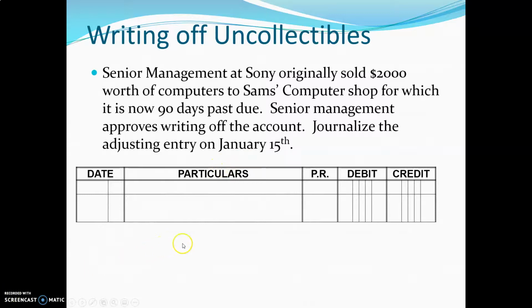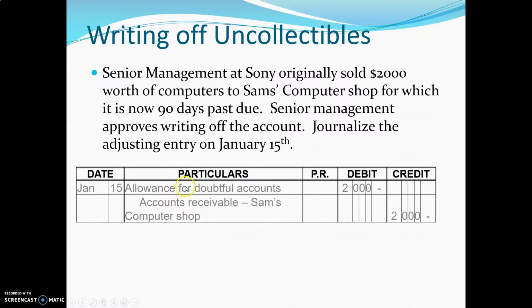Now that you've had a chance to try and take a look at this on your own, let's look at how we should be doing it. We've got allowance for doubtful accounts, which we'll be putting in as 2,000. And on the other side, we need to get rid of the accounts receivable off of the books. So we should have expected that our expense was already done in the previous one. Now we're actually clearing this off of the books. So allowance for doubtful accounts goes on as 2,000. We clear the accounts receivable off at $2,000.